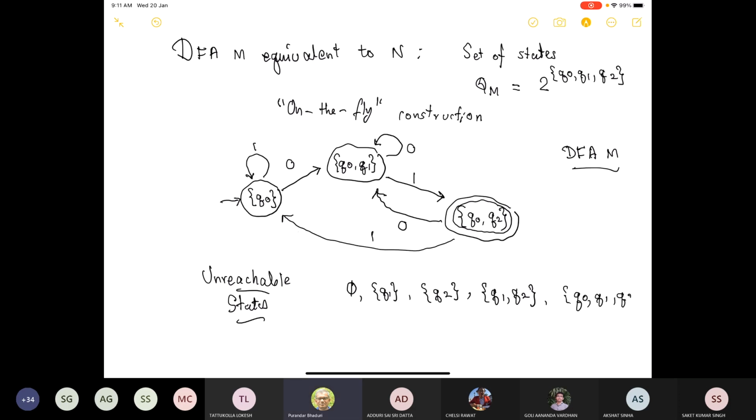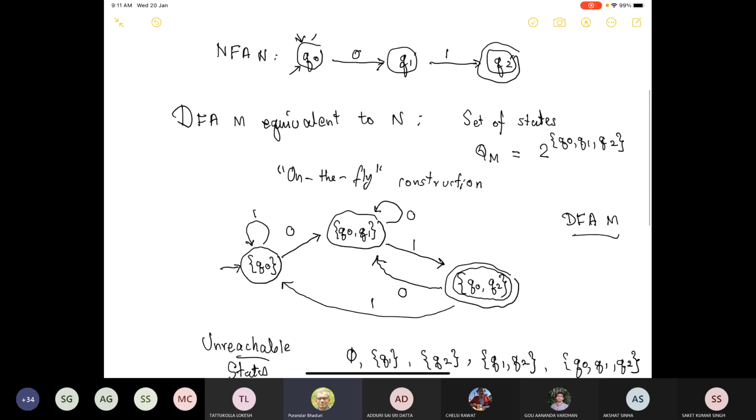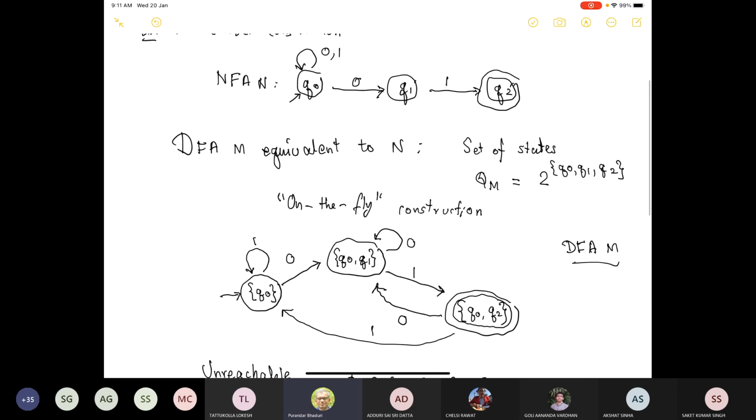So all these 5 states are not reachable. And in fact, in this particular example, the DFA has an equal number of states as the NFA, okay? But as we saw, there are cases where the difference can be exponential. In fact, there are examples to show that you may need all the 2 to the power n states.